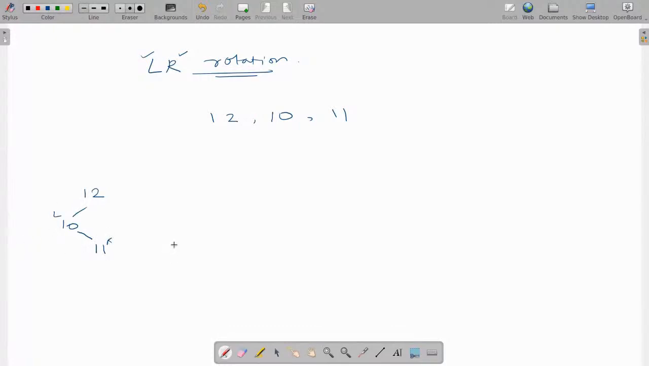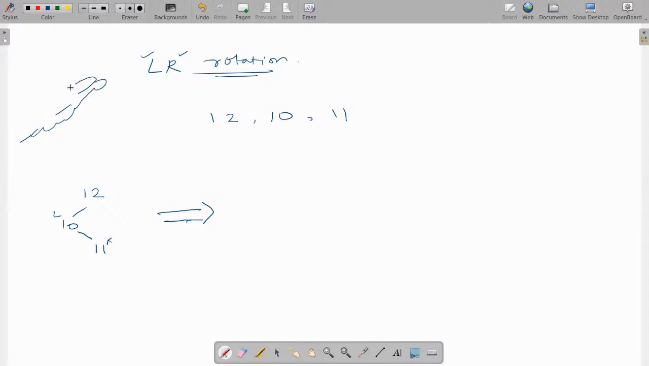So to rebalance this tree, we have to perform two rotations. First, we will try to convert this particular structure into a structure that looks something like this, because we already know how to get a balanced tree from this structure.